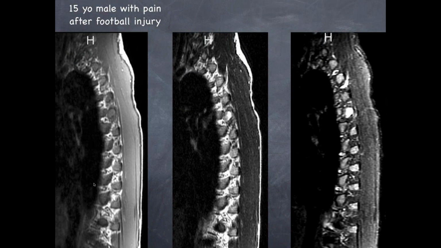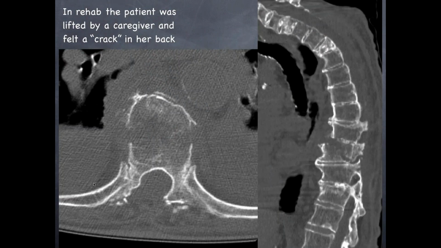Yeah, there's the fusions there. Just remember that once you get to fusions, and especially with osteoporosis, you're at high risk for fracture. Okay, next?